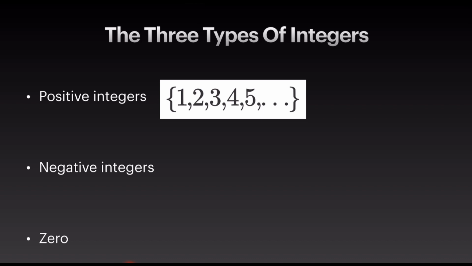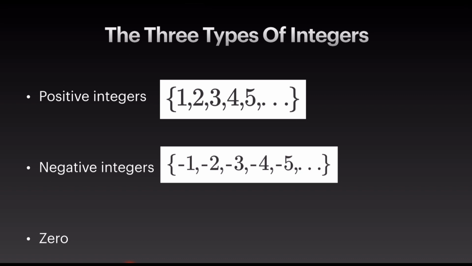As for your negative integers, those are the numbers negative 1, negative 2, negative 3, negative 4, negative 5, and so on. So, yung mukhang may minus sign. Mukha lang minus sign, pero hindi mo siya babasahin minus 1, minus 2. No. You pronounce them as negative 1, negative 2, negative 3, and so on.